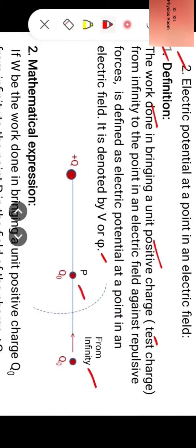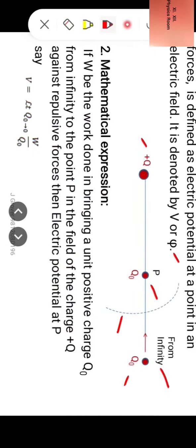Now look at the diagram. Here is the field region, the limits of the field, and a test charge Q naught which is brought to point P in the electric field of plus Q. The work done in bringing Q naught from infinity to point P against repulsive forces is defined as electric potential at a point P in the electric field.